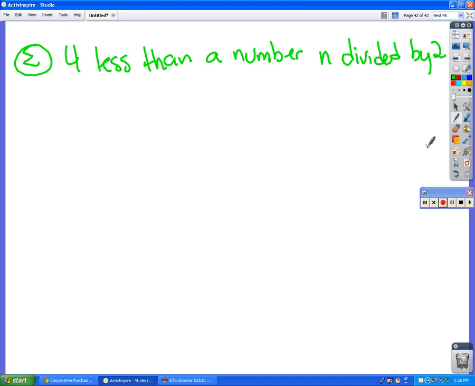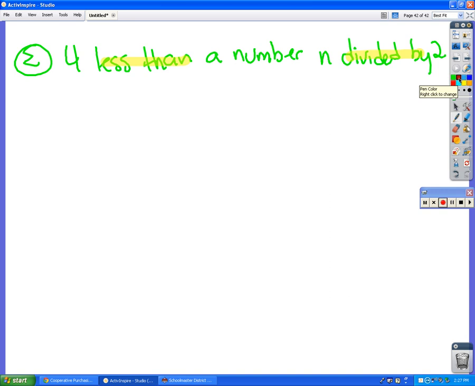Okay, let's try another one. 4 less than a number n divided by 2. So again, raise your hand and tell me one of the math words that we need to work with. Less than. And what does less than mean? Subtract, okay? And then Emily, the other math word is divided by, which obviously means division. Okay, again, which one do we do first? Division or subtraction? Matthew? Division.